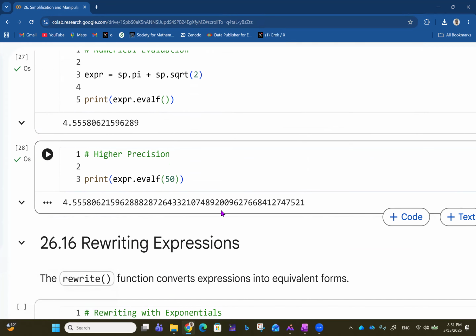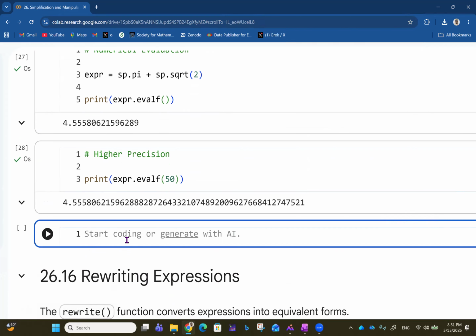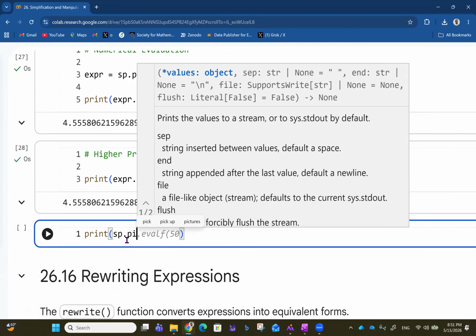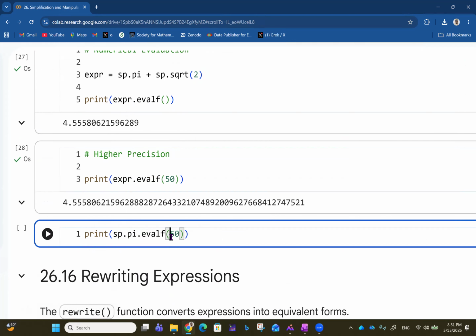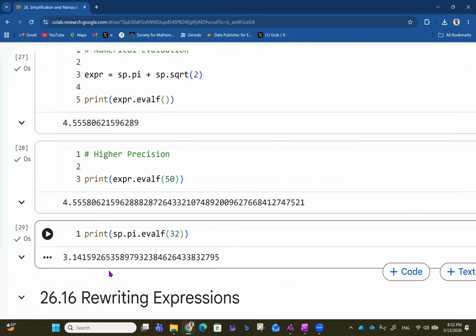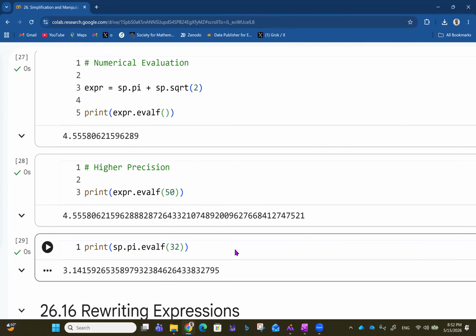Pi is one thing that is really interesting. It is an irrational number. So you can have something like sp.pi.evalf, and now you want it in maybe 200 decimal places. I know there are challenges about people reciting the value of pi up to 32 decimal places and things like that. So that is 3.1415926535897932384626433832795 like that. So that is numerical evaluation using the evalf function.